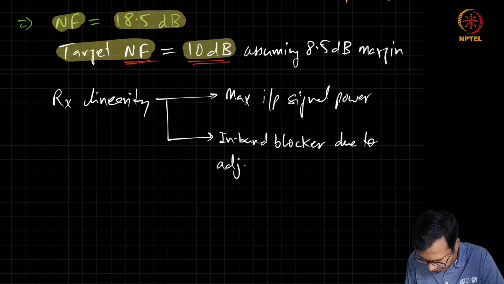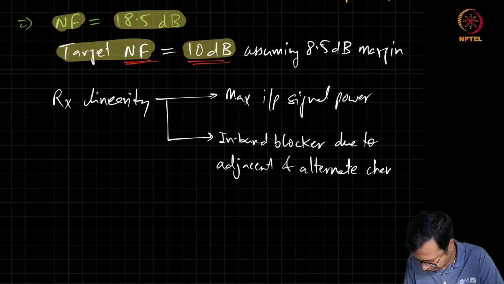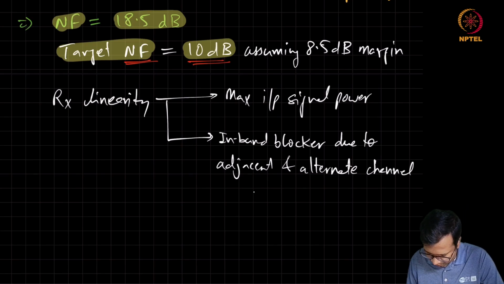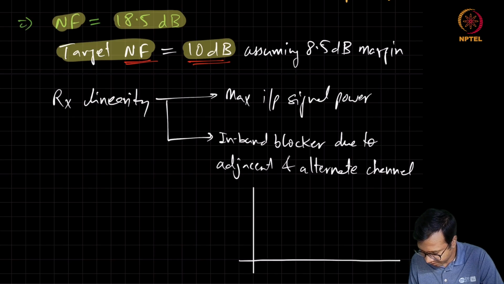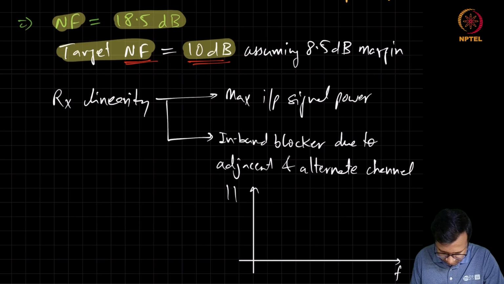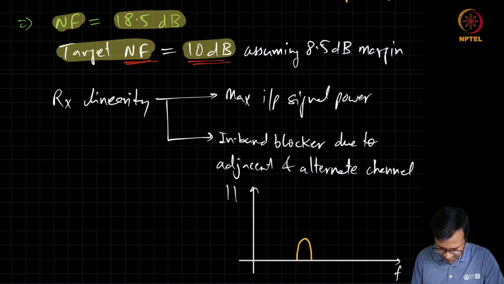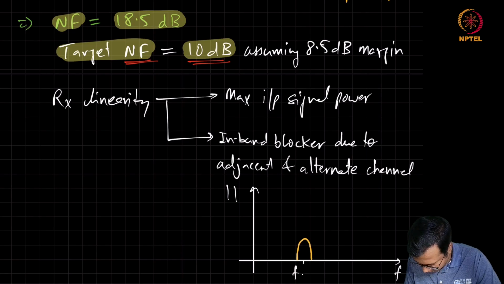Due to adjacent and alternate channel. So we can very quickly see this scenario where we have signal present in the adjacent as well as alternate channel. So let's say this is our desired channel. This is the F channel.